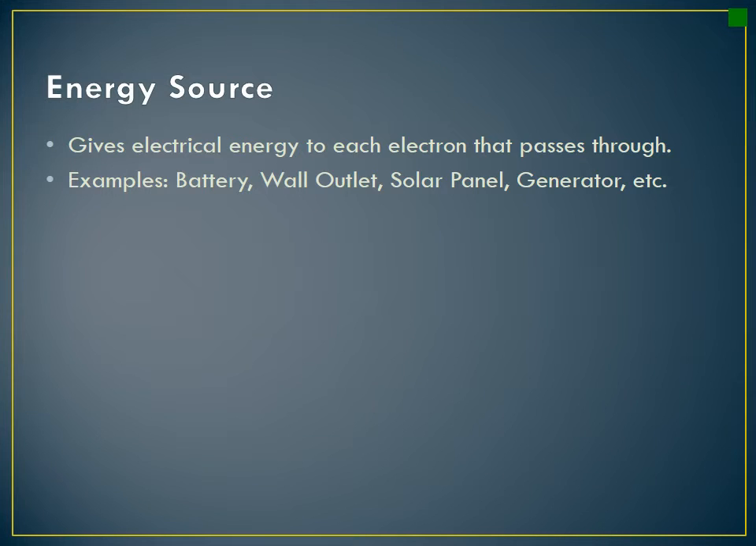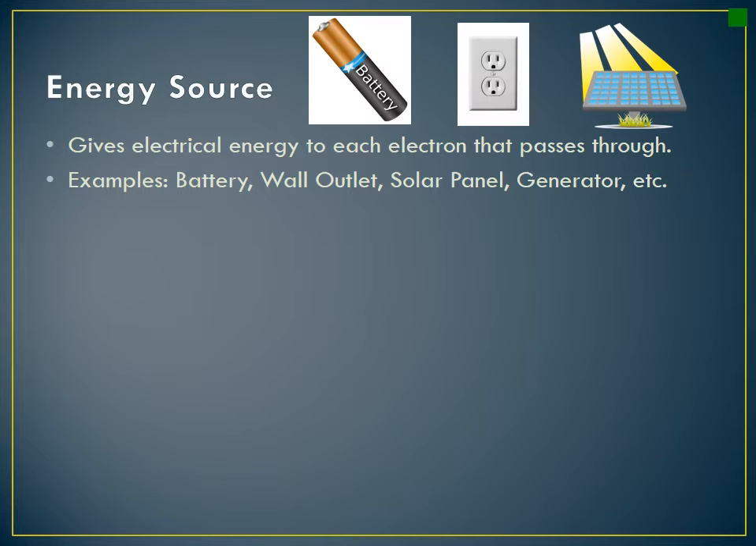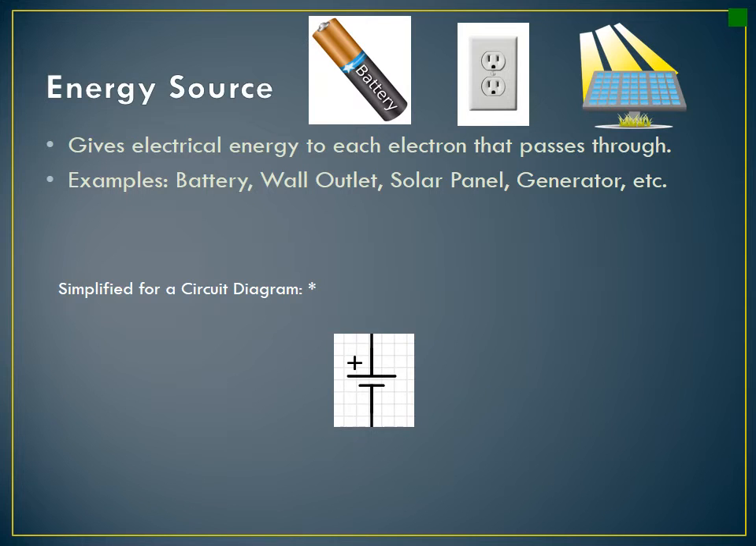A battery, a wall outlet, a solar panel, a generator. These are all examples of the energy source. And here are some pictures of those things. We draw an energy source using the simplified circuit diagram. You can also draw it horizontally, as I have here, and the larger side of the symbol in between is positive, the smaller side is the negative side.